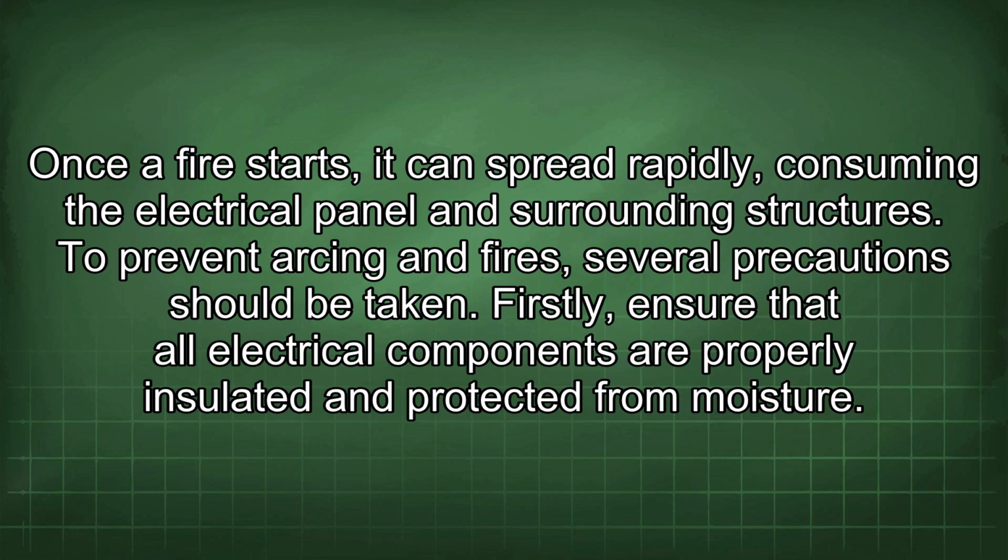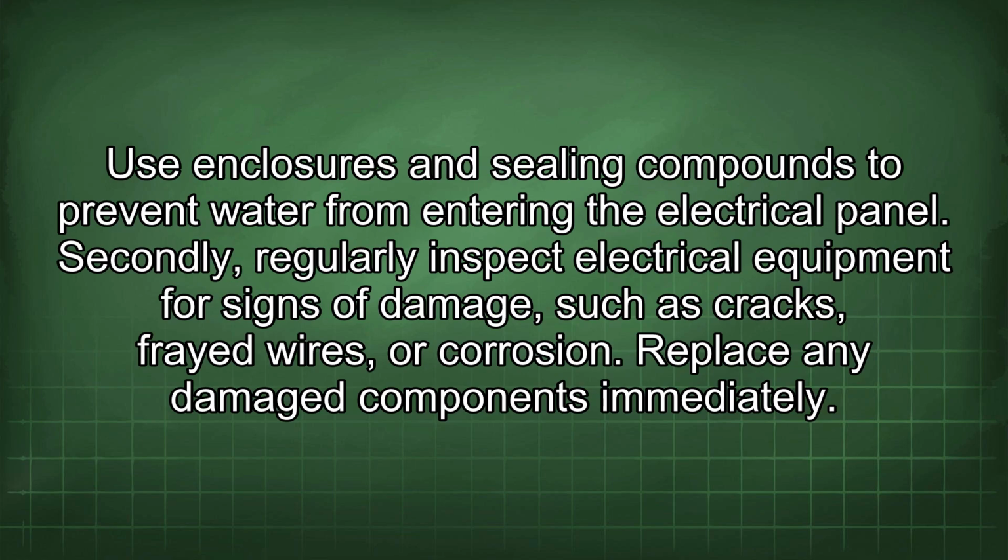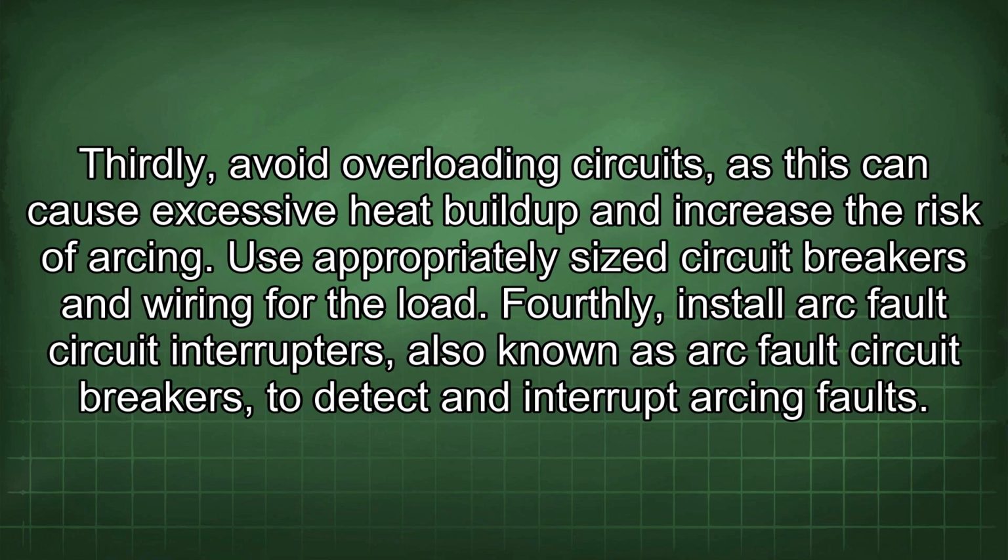Firstly, ensure that all electrical components are properly insulated and protected from moisture. Use enclosures and sealing compounds to prevent water from entering the electrical panel. Secondly, regularly inspect electrical equipment for signs of damage, such as cracks, frayed wires, or corrosion. Replace any damaged components immediately. Thirdly, avoid overloading circuits, as this can cause excessive heat buildup and increase the risk of arcing. Use appropriately sized circuit breakers and wiring for the load.